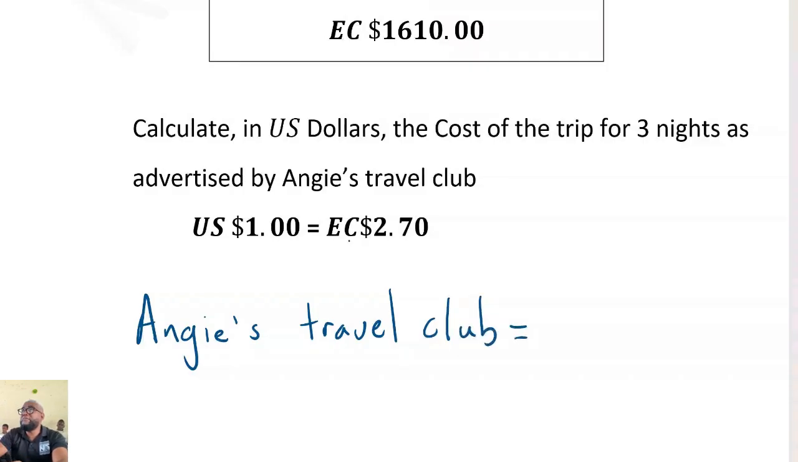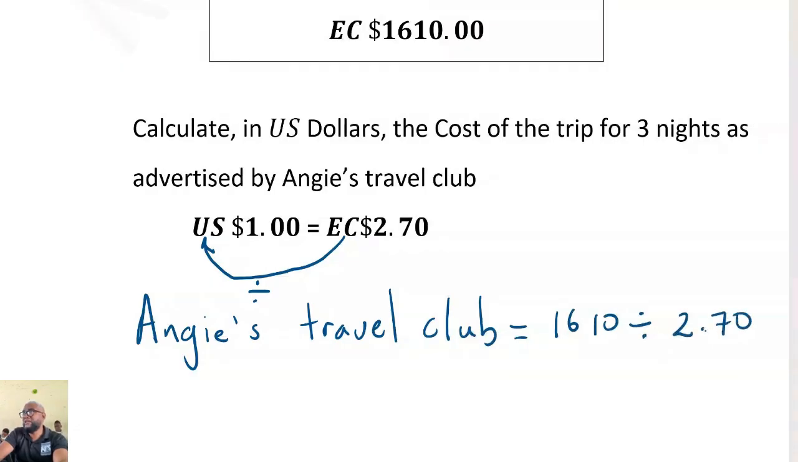Now we're going from EC back to US. Let me see who remembers. EC back to US, we multiply or divide? Excellent. Divide. So it will be 1610 divided by 270. How much money is this in? This is US dollars now, right? How much US is this? 1610 divided by 270.